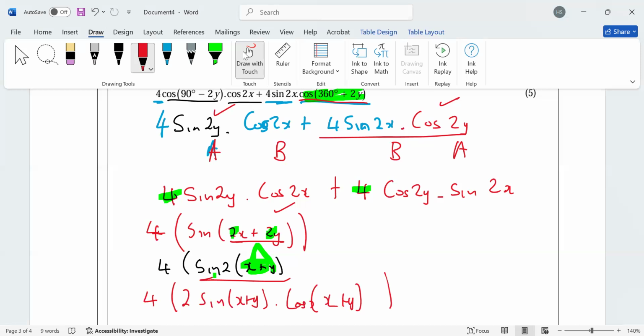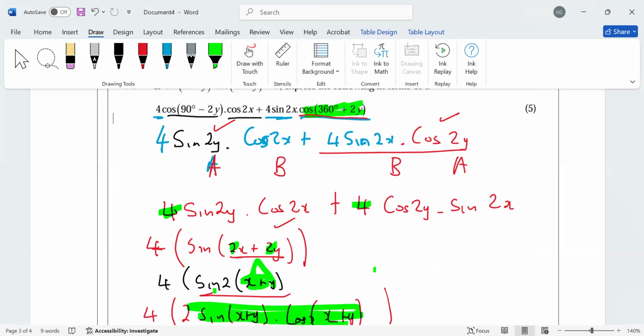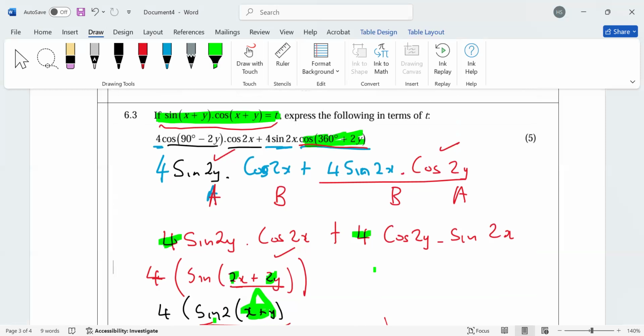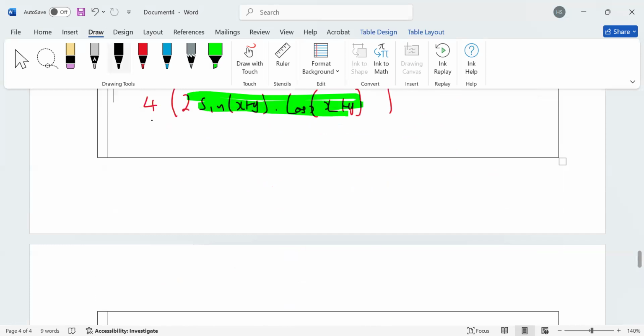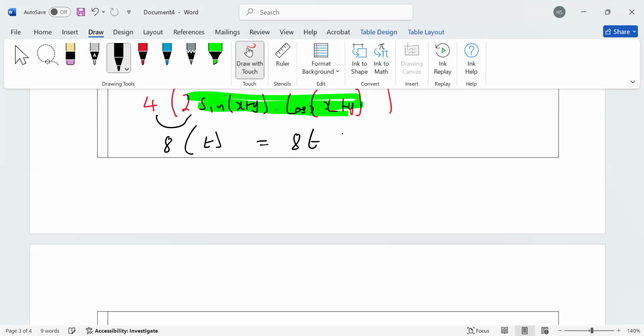But remember, we know what this whole thing here is. From above here, it's t. It's t, no? Yes. And then we have 4 multiplied by 2, which is 8, multiplied by t. And then it means our answer is going to be 8t.